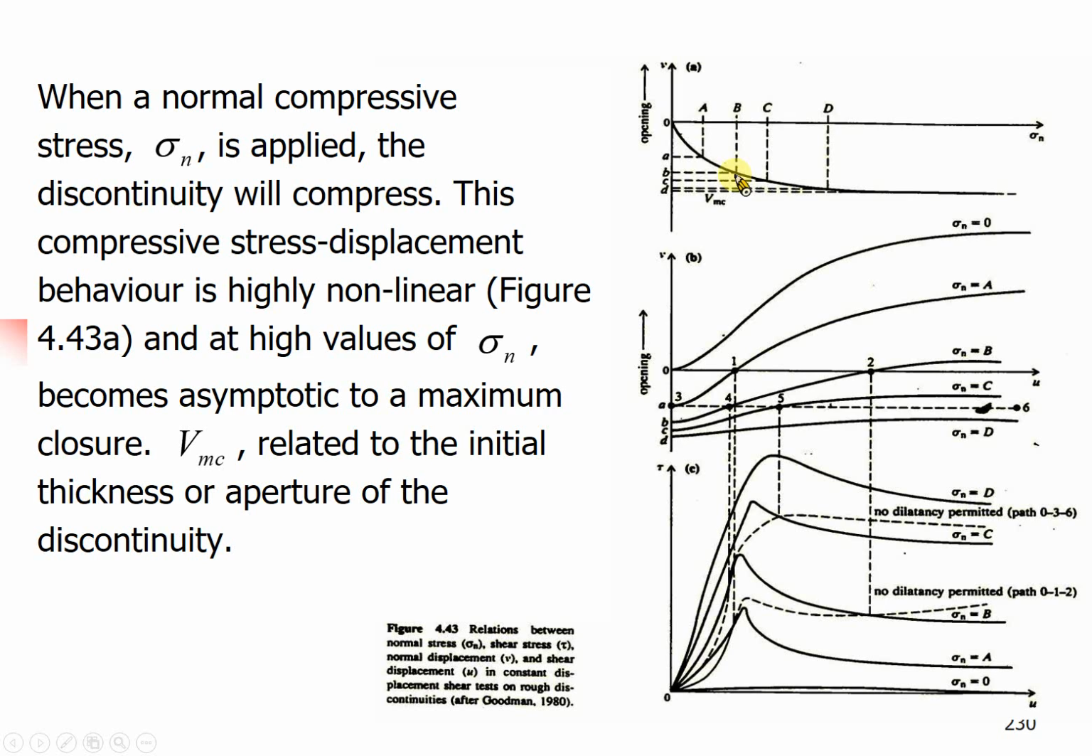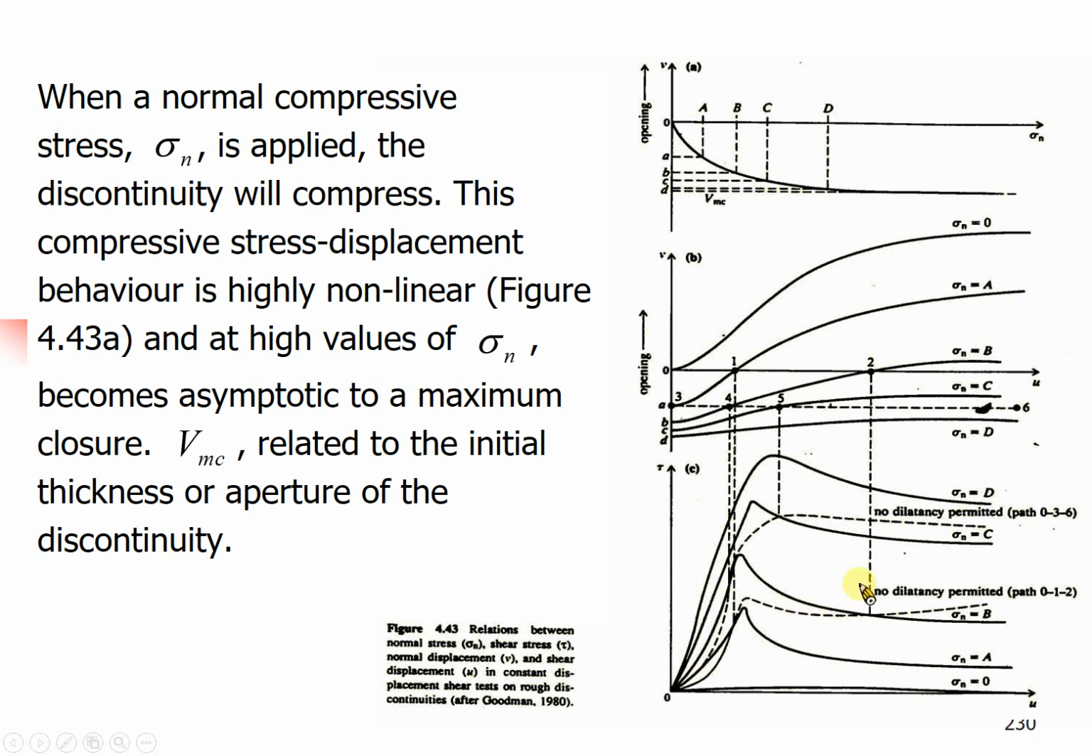That will be kind of like this, two blocks. And we apply a normal stress, then the displacement will start to increase. In the very beginning, the increasing speed is faster. With increasing normal stress, the rate will become lower and lower. It means when you compress a joint, in the very beginning it will close very fast, but it will become more and more difficult. So here will be the normal stress versus normal displacement.